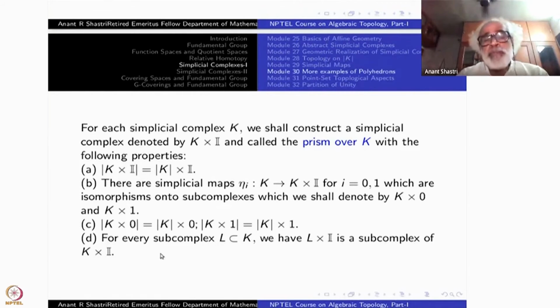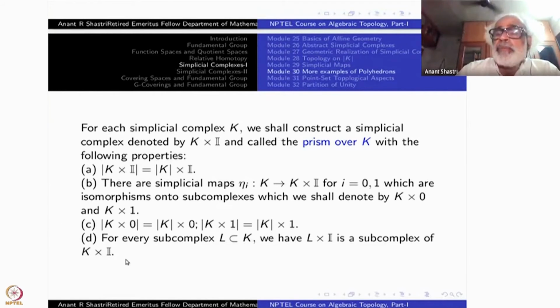Finally, I want, if you take a subcomplex L of K, then I must have L cross I also, the prism over L, be a subcomplex of K cross I, whatever I am going to define. Neither have I defined L cross I nor K cross I, but they must have this property. So I want a prism to have all these properties.